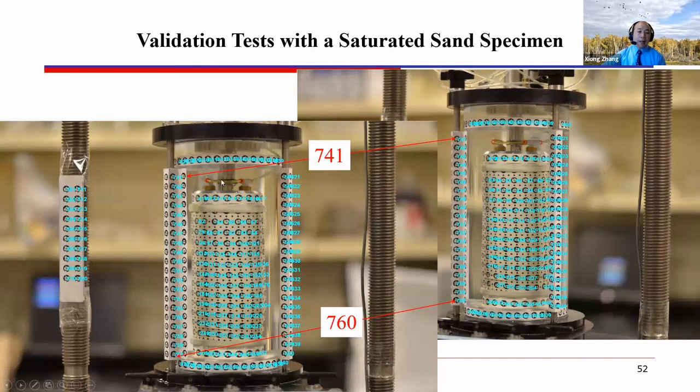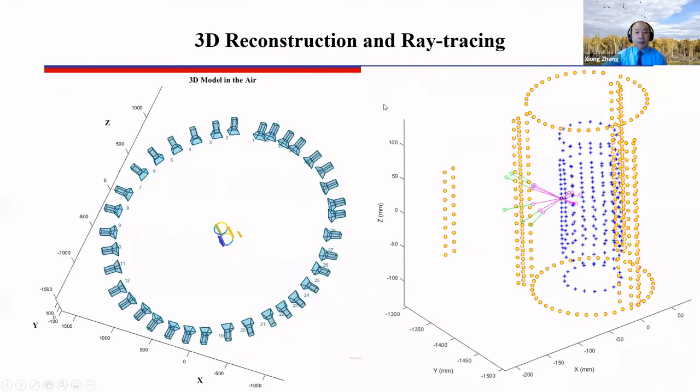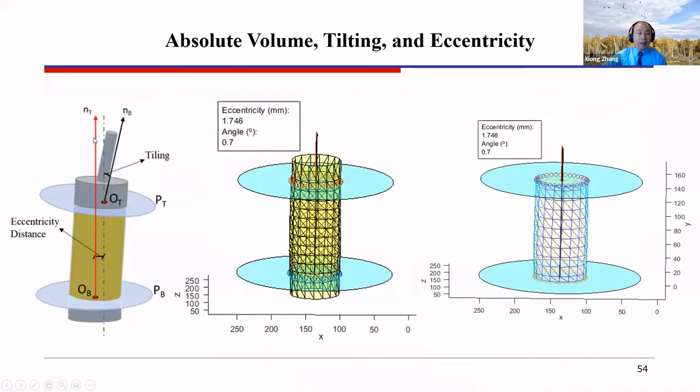For example, for this one, we use a lot of points, and then we use saturated soil to validate the results. Then we took a lot of pictures. As you can see, we took about 36 pictures. We can reconstruct the 3D model of the soil specimen, and then we can find the top and the bottom. And then we can cut the soil specimen, and then we can find the eccentricity and the tilting angle.